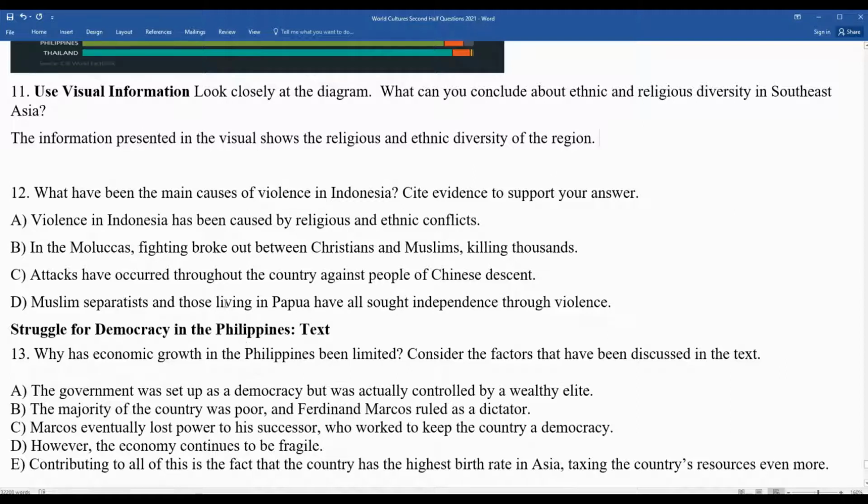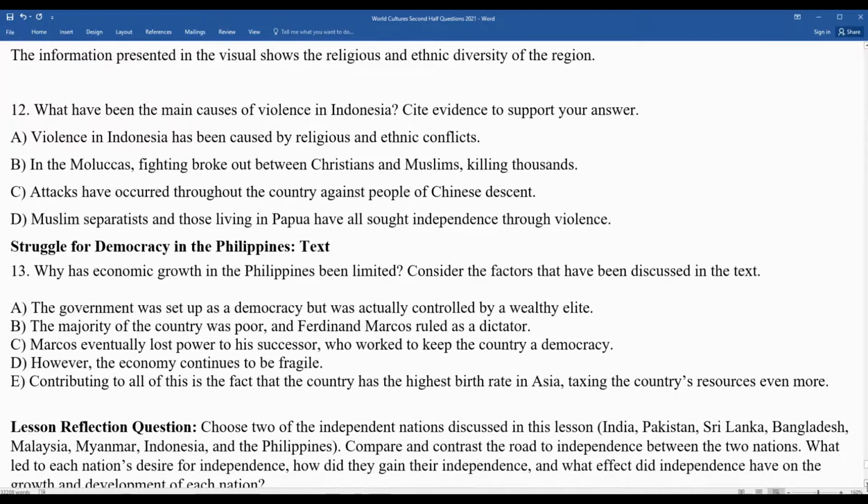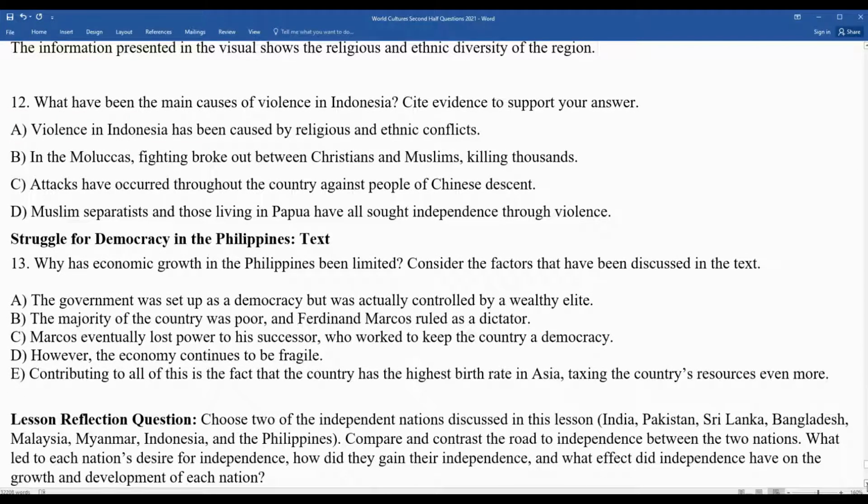Okay, so at this point in time, you can complete the lesson reflection on your own. It's kind of an optional one in terms of what countries you want to characterize. I'm not going to take you through a response, but you could choose two of the independent nations discussed today, compare and contrast the road to independence between the two countries, what led to each nation's desire for independence, how did they gain their independence, and what effect did independence have on the growth and development of each country. You can pick that out yourself, pick and choose what you'd like to take a closer look at. It's some free choice there.